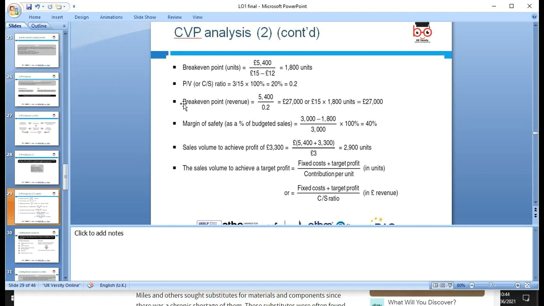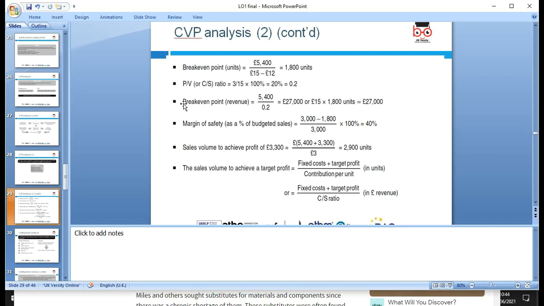And we've been given an example here. So fixed cost was 5,400, 15 pound was the selling price, 12 pound was the variable cost. So if I sell 1,800 units, I will break even. If I increase my selling price to 1,820, my break even will drop. If I negotiate with the supplier and reduce my variable cost from 12 to 10, my break even will drop.